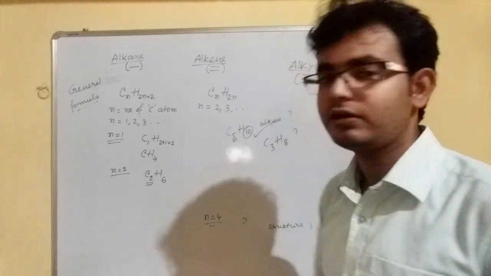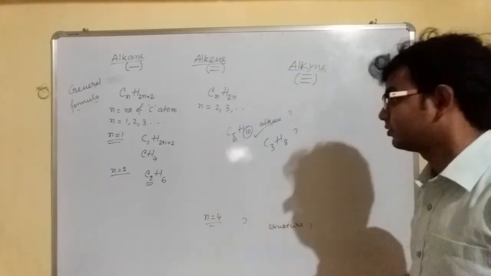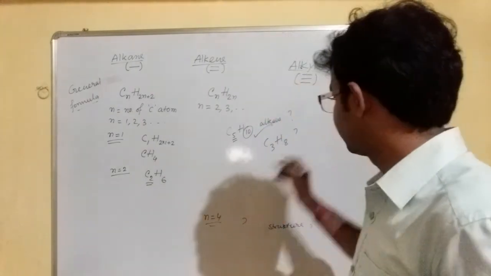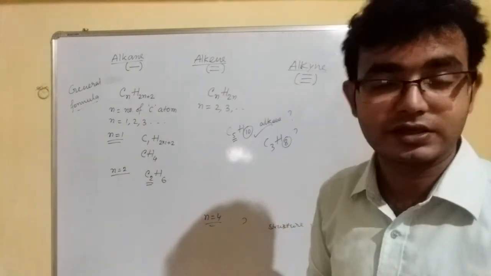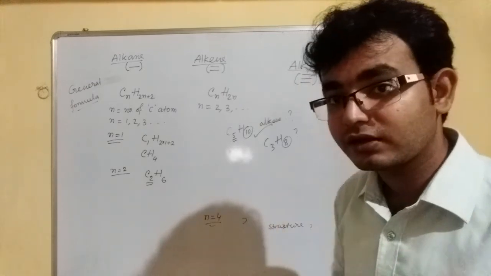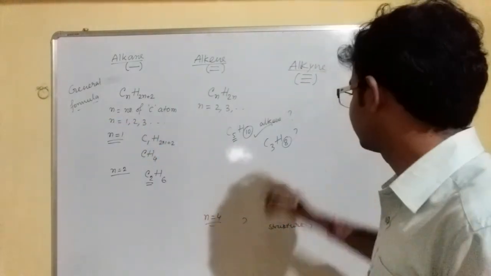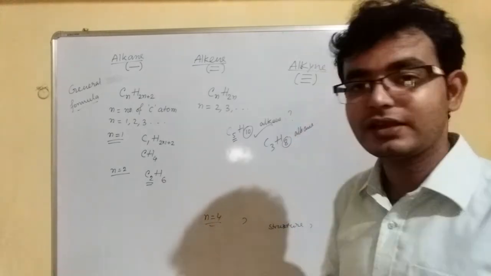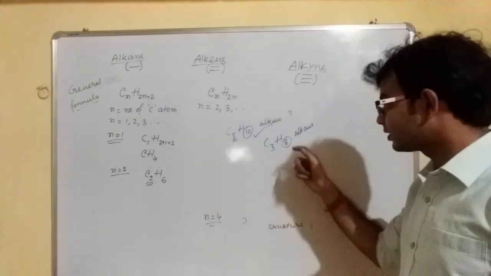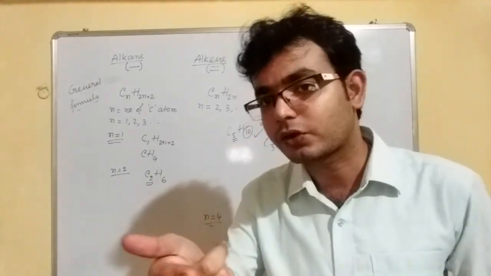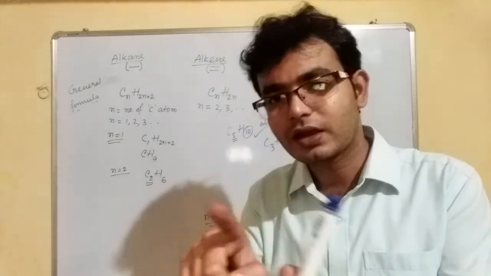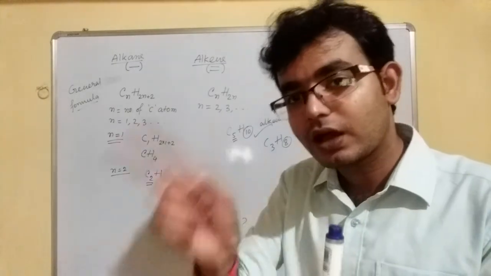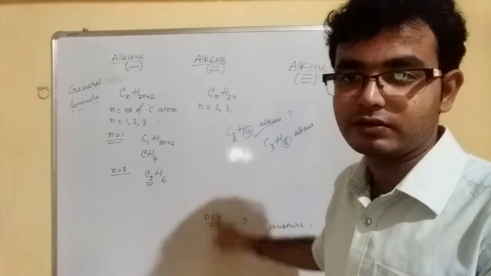C3H8. Is it alkene? Now check. Number of carbon is 3. Double कर दो, 6. But number of hydrogen is 8. It's not alkene. तो ये क्या है? It's alkane. Okay? It's alkane, it's not alkene. Fine. मतलब क्या है कि नंबर ऑफ कार्बन को डबल करो, उससे 2 ऐड करो, अगर हाइड्रोजन मिला तो एल्केन. नंबर ऑफ कार्बन को डबल कर दो, अगर उतना ही हाइड्रोजन मिल गया तो एल्कीन.